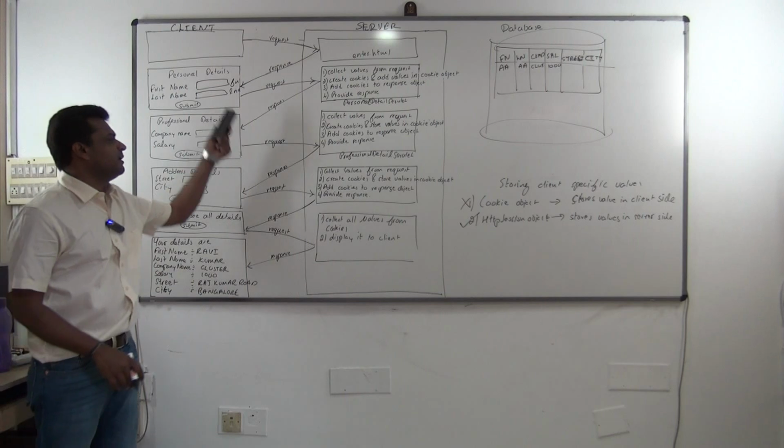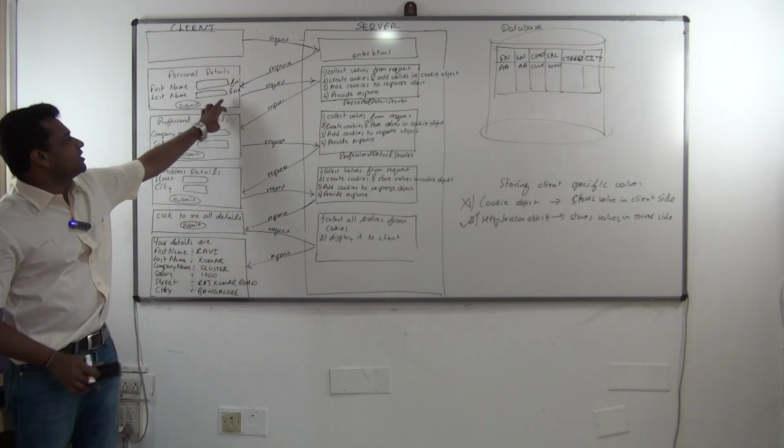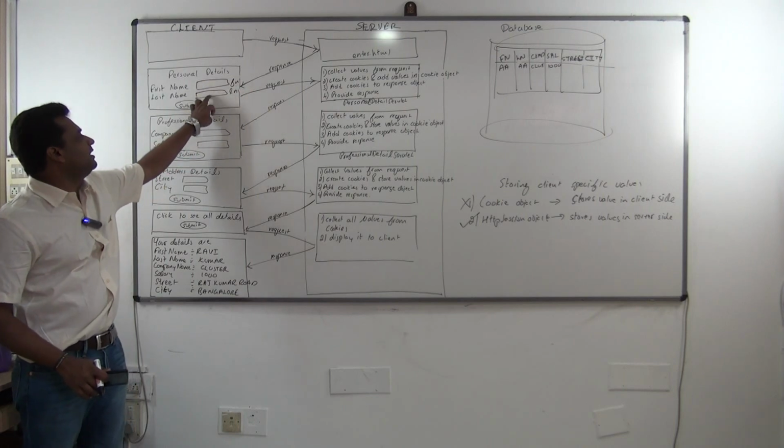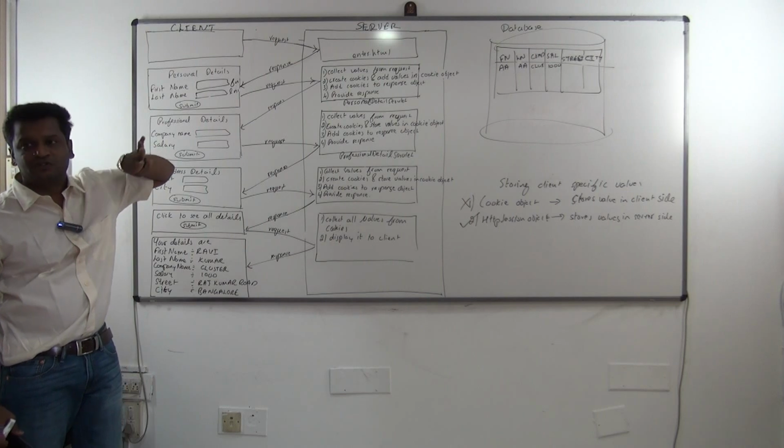The concept is very simple. Now let's come back to our diagram. Look at the diagram clearly, fully now. Every time the request comes, the user is entering first name and last name, and you have given names to these input fields. I'm going to explain cookies to you.